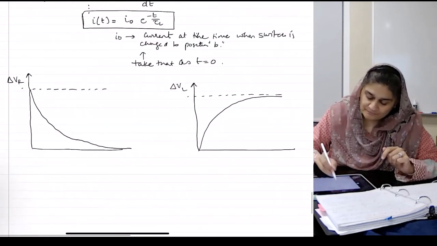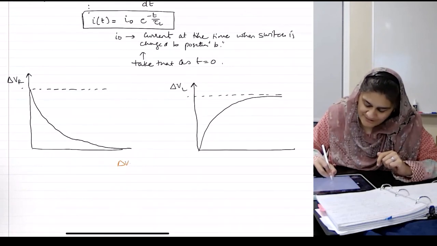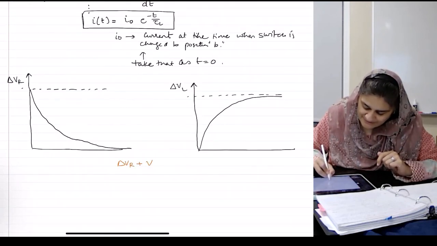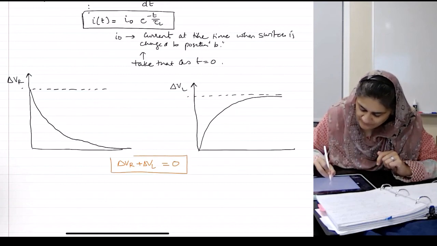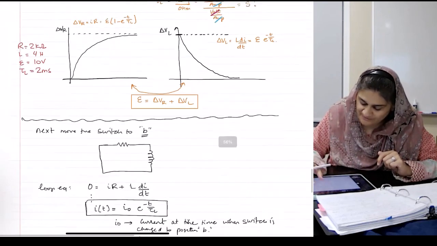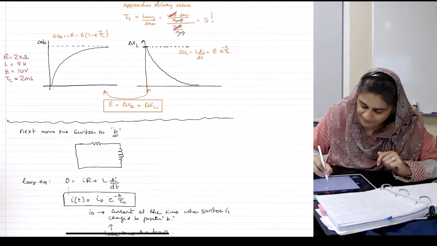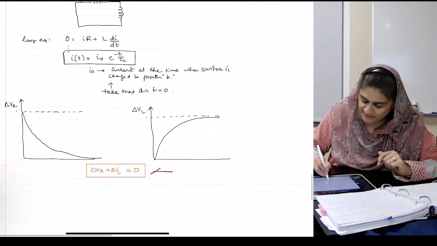Here, remember, delta VR plus delta VL must equal 0. Here it used to be that it was equal to E. Here it will be equal to 0.